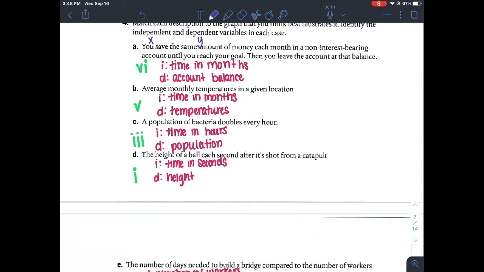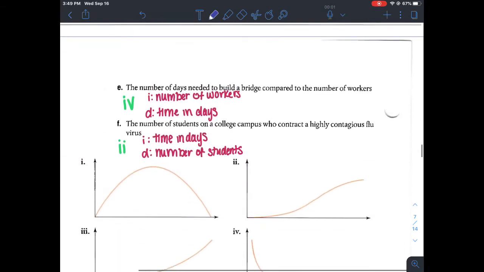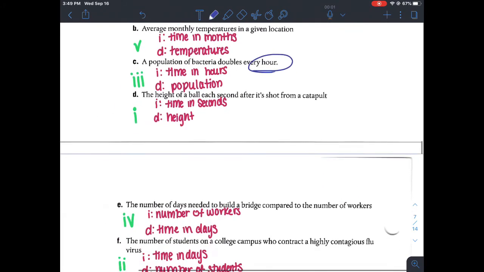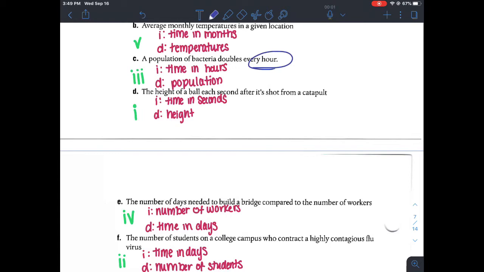Part C, population of bacteria doubles every hour. Again, there's our time, so time in hours, what's happening every hour, population of the bacteria, and it's doubling, so that goes with graph number 3 because we are exponentially going up. Okay, doubling is exponential. That's an exponential graph.